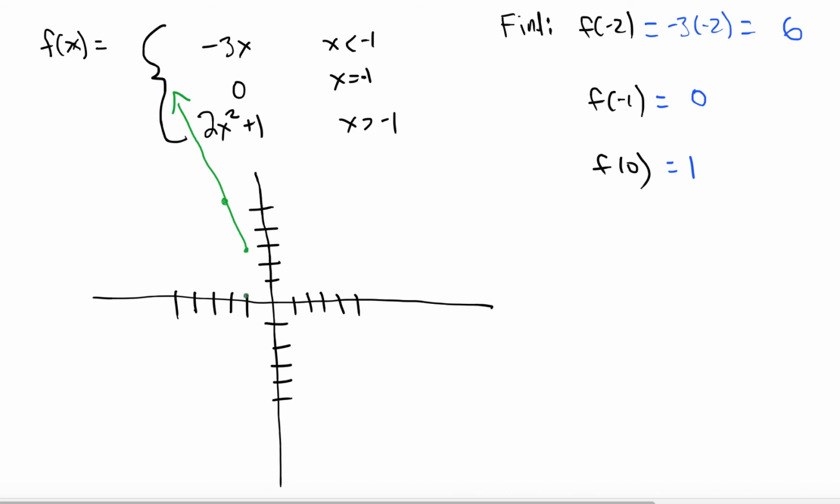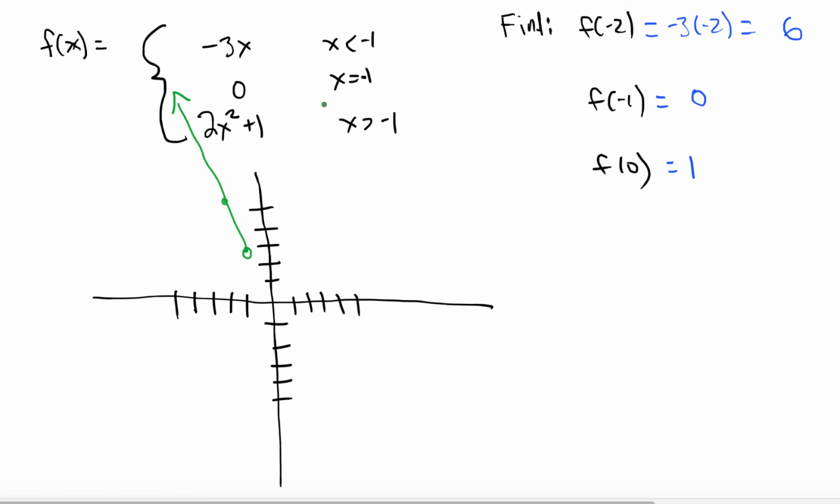At x equal to negative 1, this is where x is negative 1, so the y value should stop over here. We should put an open circle there because it's strictly less than negative 1. So this is the line, negative 3x. But we're only going to use this piece because x is less than negative 1.